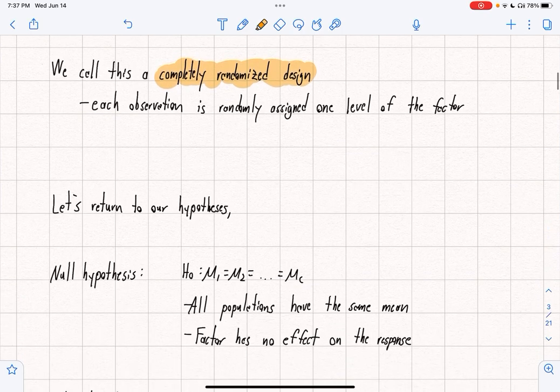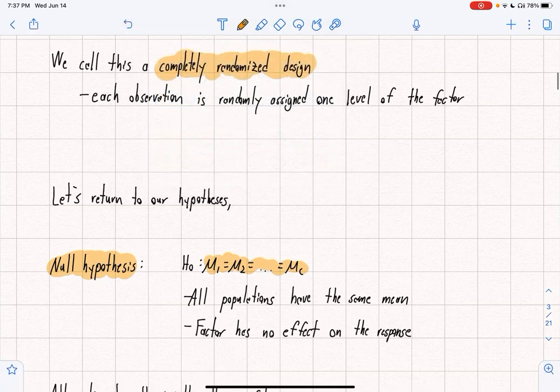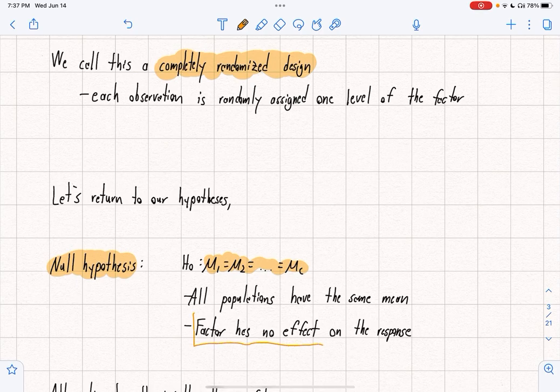So let's go ahead and return to our hypotheses. Let's talk about the null hypothesis again. Recall that the null is mu1 is equal to mu2 out to mu c. What we're saying here is that all the populations have the same mean. So in our example, that means traffic congestion is the same in all 4 continents. Another way of saying that is that the factor has no effect on the response. The factor having no effect is kind of the key takeaway.